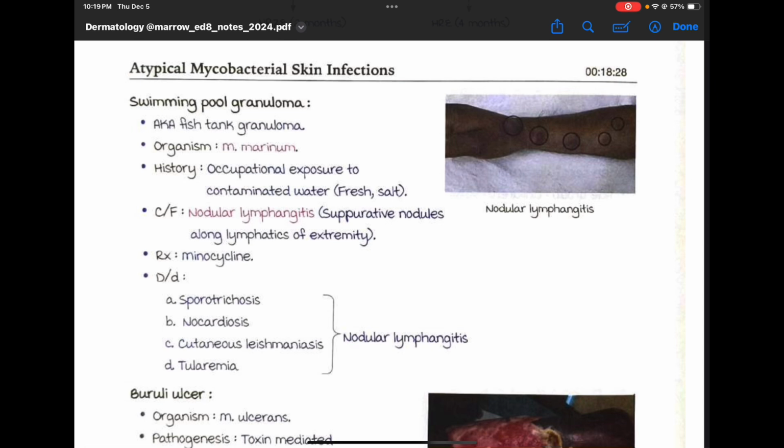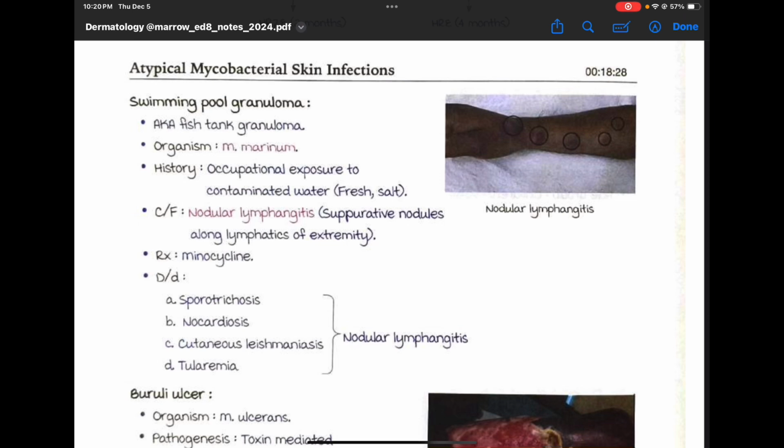Atypical mycobacterial skin infections. Swimming pool granuloma, also known as fish tank granuloma. Organism: M. marinum. History: occupational exposure to contaminated water, fresh water, salt water. Nodular lymphangitis, suppurative nodules along lymphatics of extremity. Minocycline is the drug of choice.